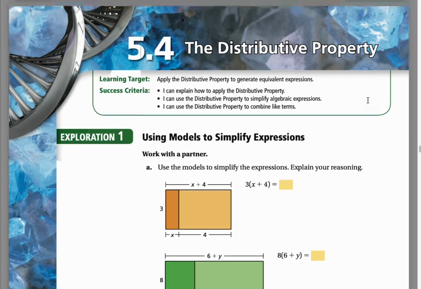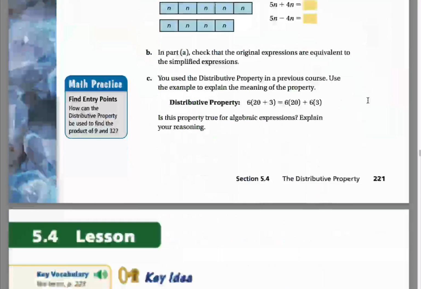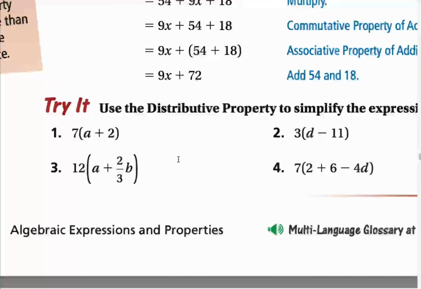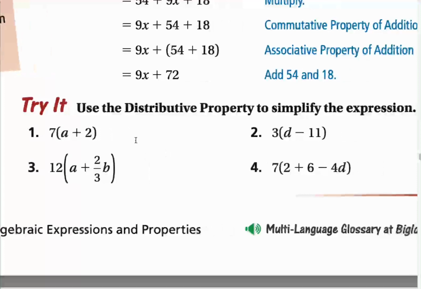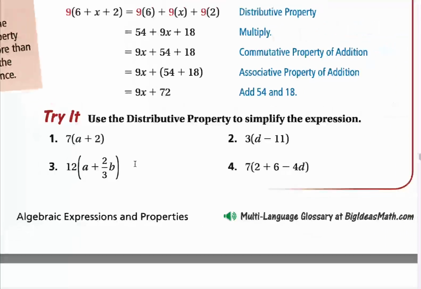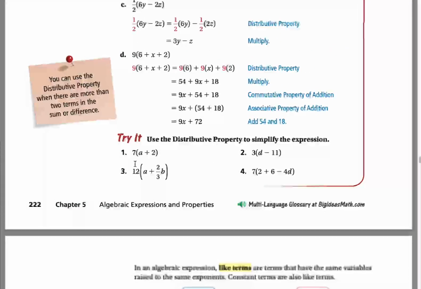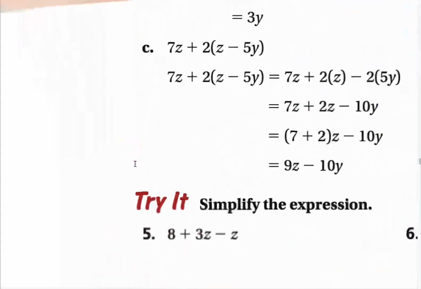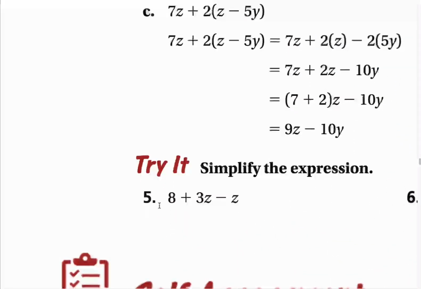Today's lesson is the fourth lesson in chapter 5, the distributive property. What we're going to do today, we'll solve questions like these: use distributive property to simplify the expression, and we will learn about like terms to simplify expressions like this expression.